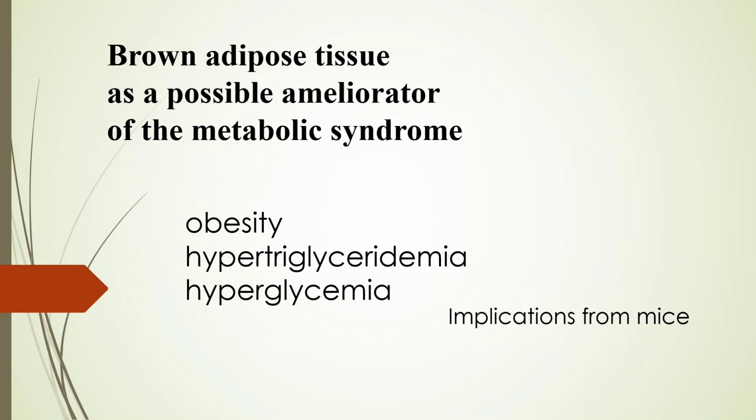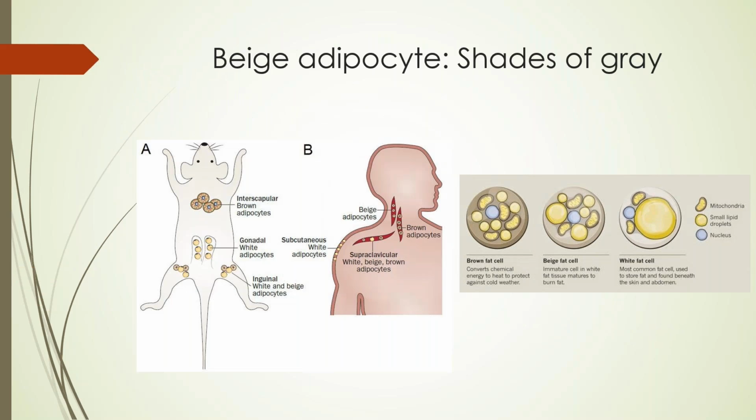So these studies in the mice showed three things very clearly. First of all, brown adipose tissue can affect obesity in animals. It can affect hypertriglyceridemia, and it can also control hyperglycemia in animals. So these are some things which are under study to see whether this can also be manipulated in humans, and the studies are going on.